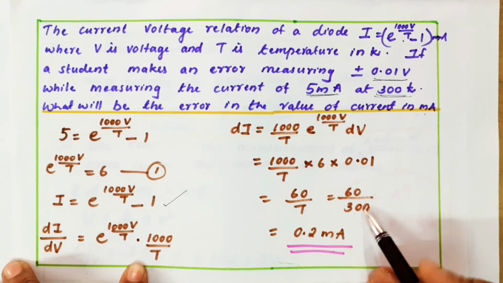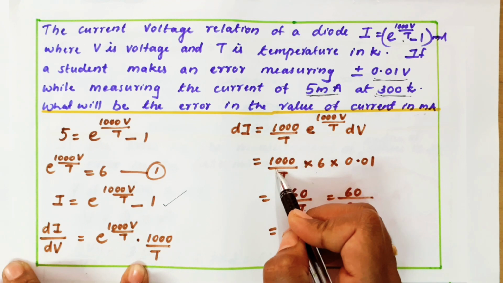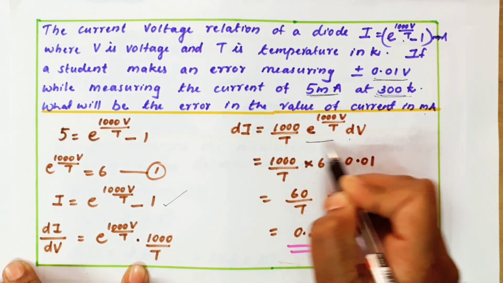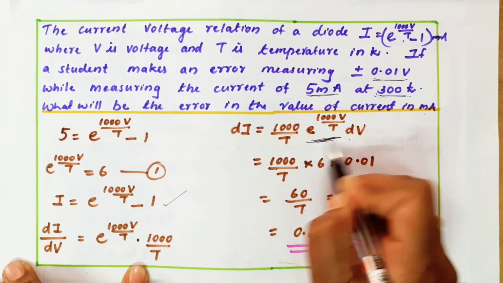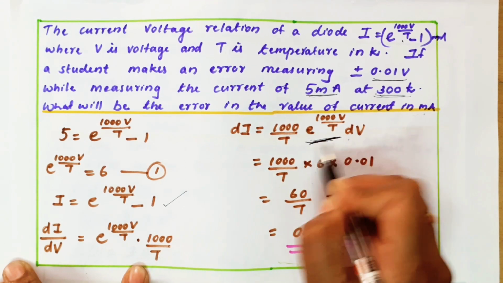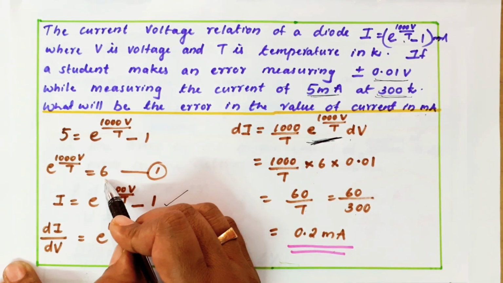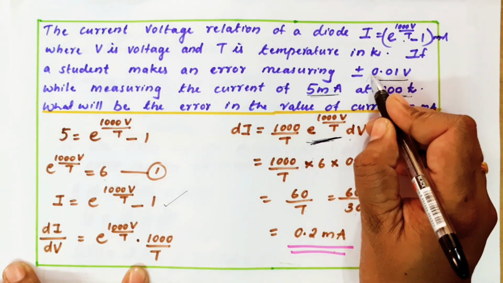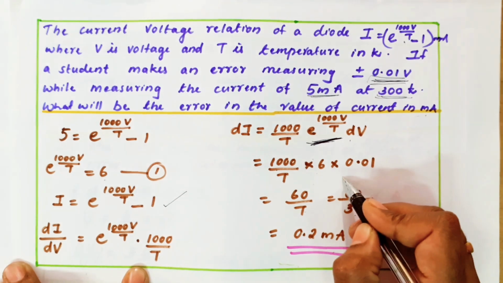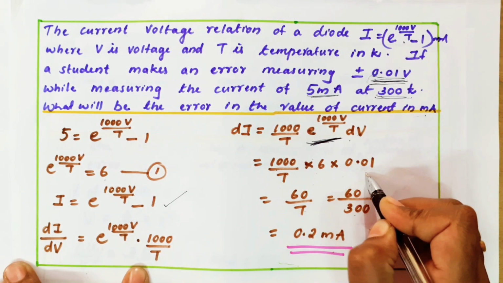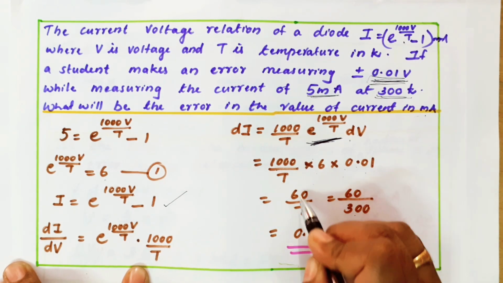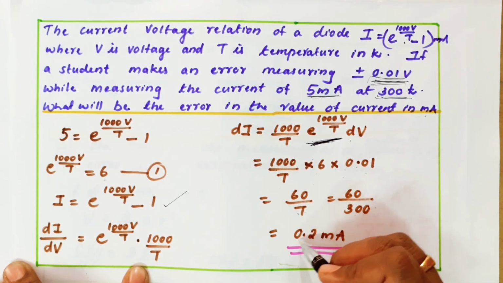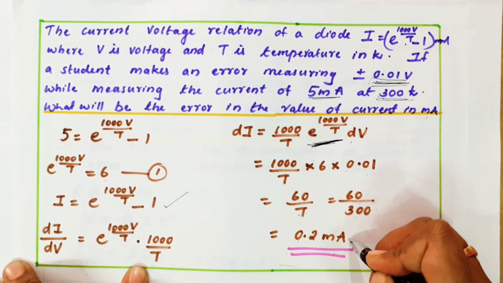Clear? What are we doing? 1000 by T is here, and e to the power of 1000 V by T is the value we got from equation number 1, which is 6, into dV. What is dV? 0.1, so 0.01. So we get 60 by T, that is 60 by 300, that is 0.2 milliampere.